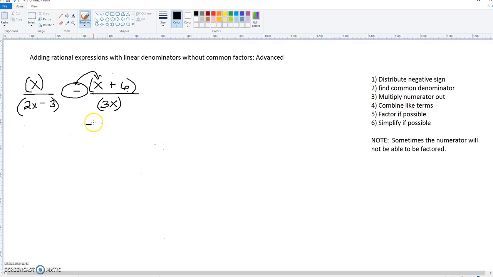Well, that gets us negative x. Again, I'm leaving it in parentheses so we can see it. And then negative times 6 gets us negative 6. Okay, so now I'm going to bring everything down. And of course, now that we've gotten rid of this negative sign, it's a plus sign now.